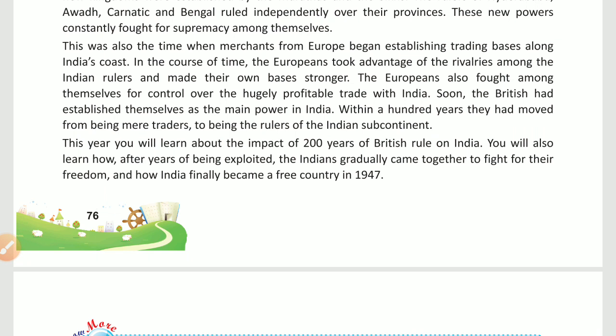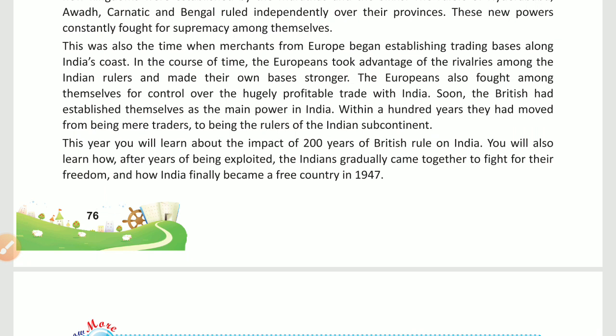Another important thing to note here is that many European nations came, like the Dutch, Portuguese, French, and at last the British. So these European countries also started fighting against each other. At last, what happened? The British overpowered the others and colonized the country. This is the second last paragraph, last line.